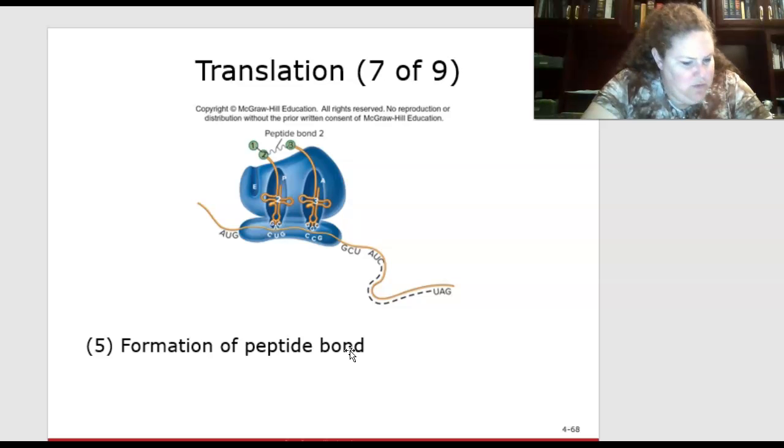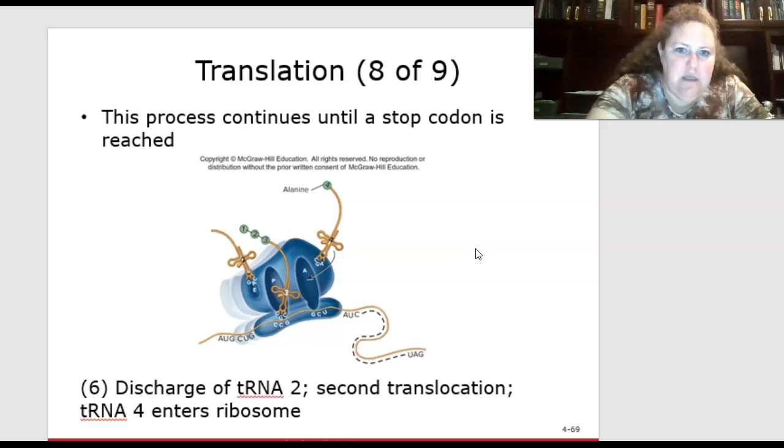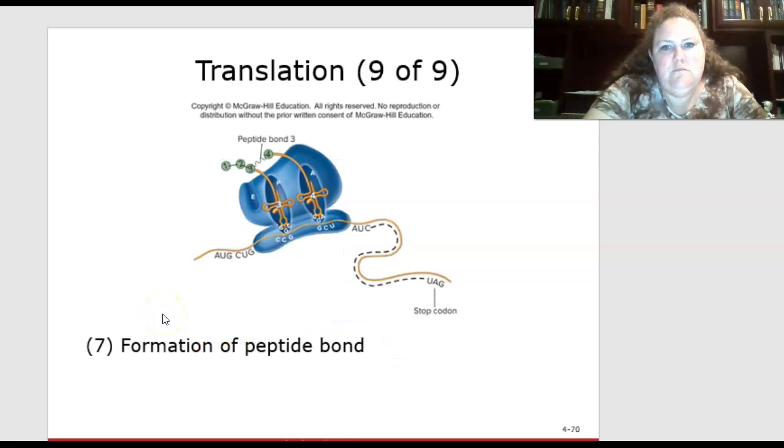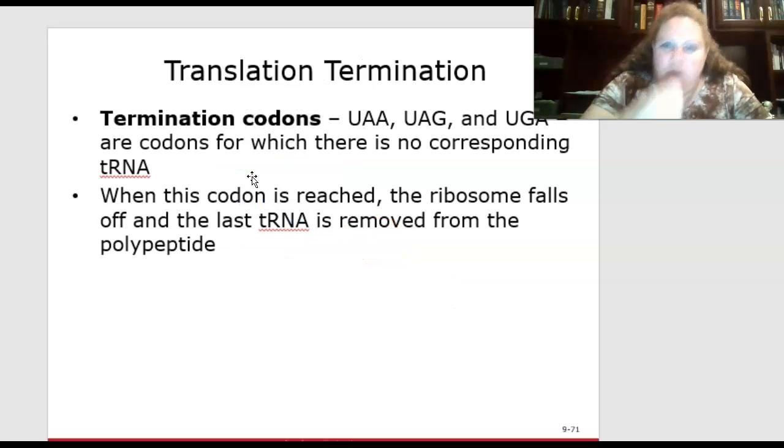And then the fifth one is going to be the formation of a peptide bond. And you can see that we have our growing tail over here. Okay, or I'm sorry, actually up here. So this is where it's coming off of and it's forming these amino acids down here. Okay, so this process continues until a stop codon is reached, and then we discharge tRNA2, and then the second translocation, tRNA4, is going to enter that ribosome. And then we form that peptide bond here to link it together. So remember, chunk, chunk, chunk, chunk, chunk, right? And yes, you have to make those noises when you do this, okay? And then we have those termination codons, right?